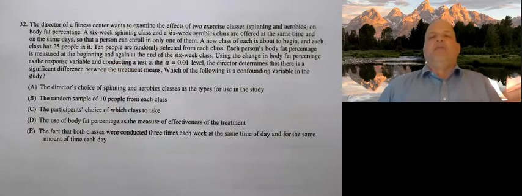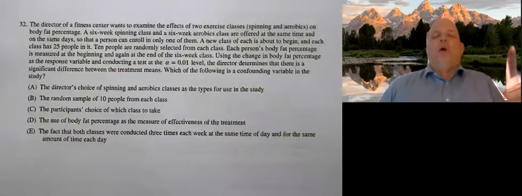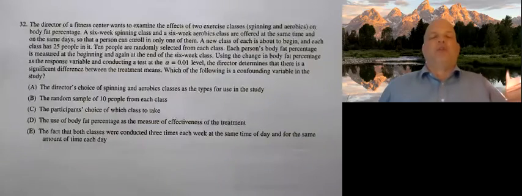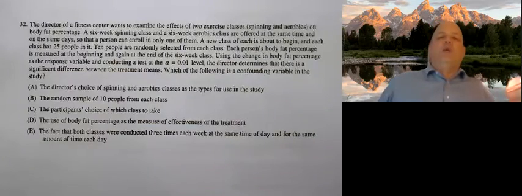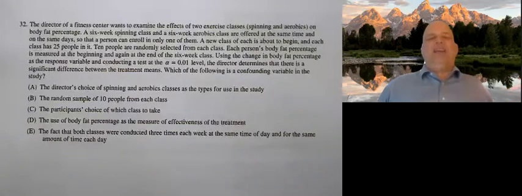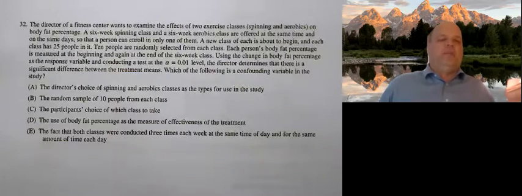Using the change in body fat percentage as the response variable and conducting a test at the 0.01 level, the director determines that there is a significant difference between treatment means. Which of the following is a confounding variable in the study? In other words, what is an outside variable that might impact the study?